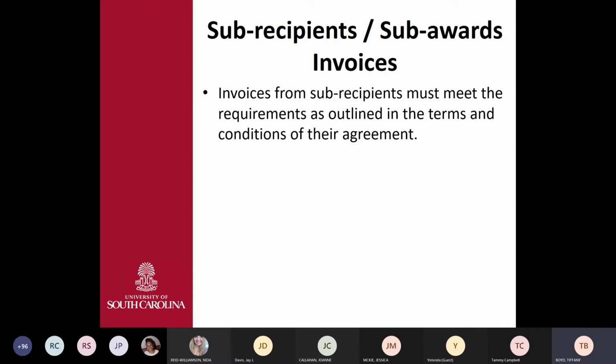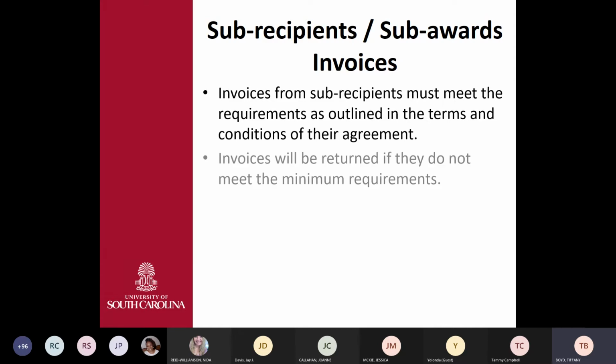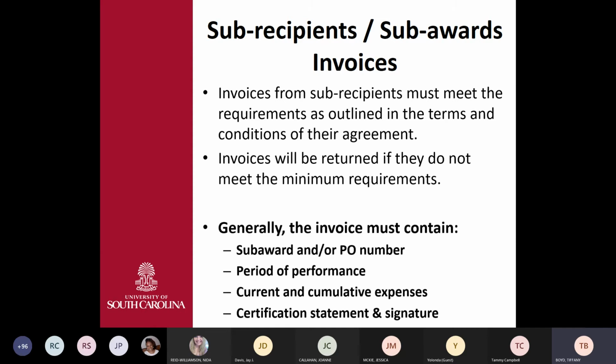I do want to point out also that they must meet requirements as outlined in their terms and conditions of their agreement. And if they don't, they will be returned. So generally the invoice must contain their subaward or the PO number, the period of performance. So we got to know what period that they're billing us for, the current and cumulative expenses, and then the certification statement along with the signature.